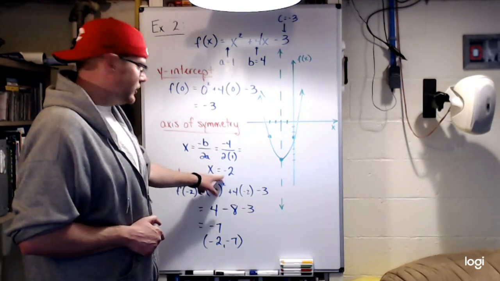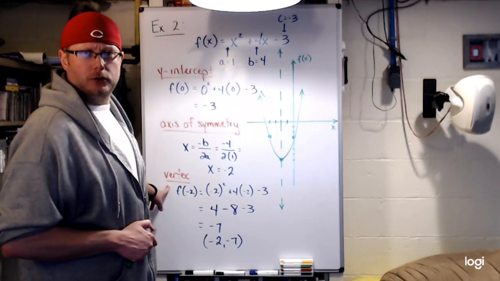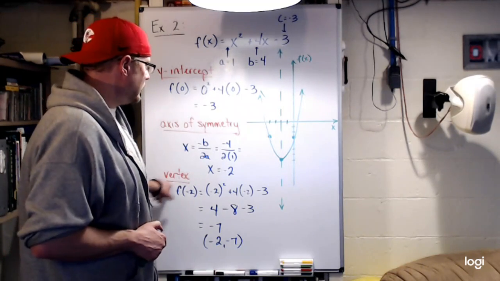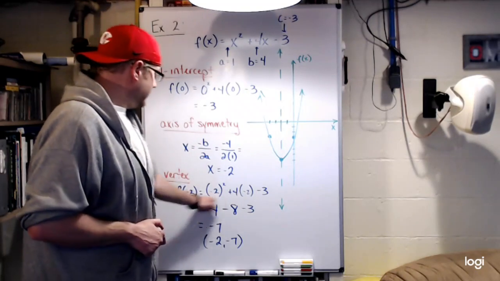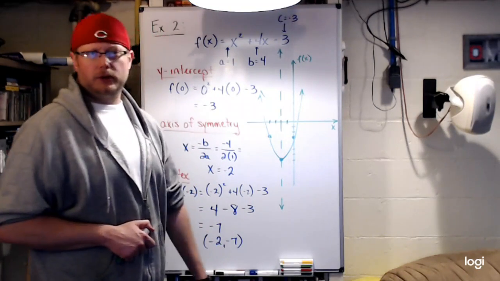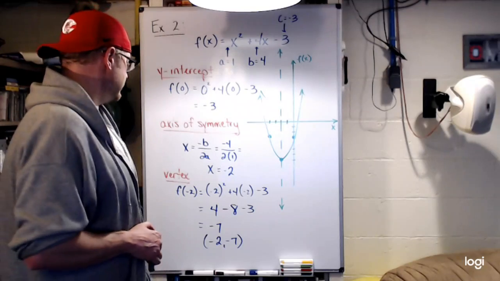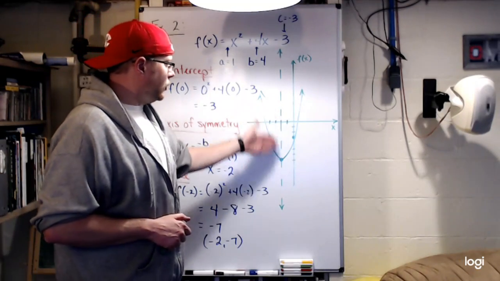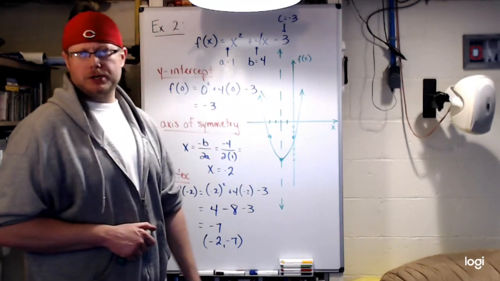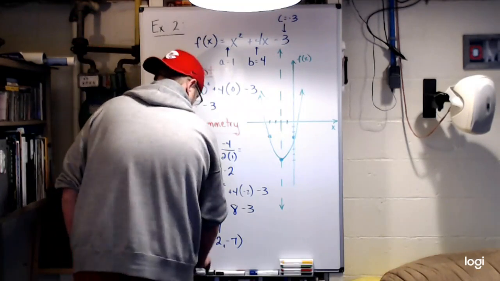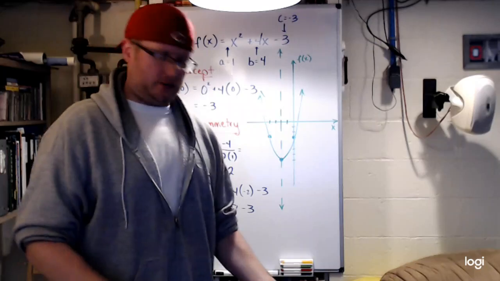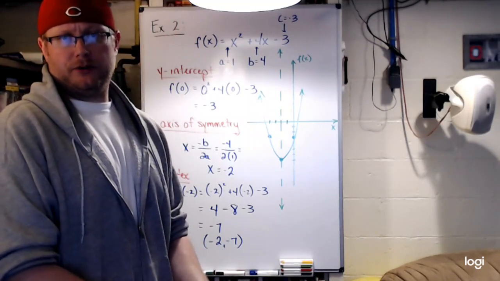Take your axis of symmetry, plug it back into your formula for your vertex, vertex being the highest or lowest point. When I simplify it, I get -7, so (-2, -7) is your vertex. Graph all your points. We know they mirror each other. Draw a curve through it. Okay. All right. So that is axis of symmetry, y-intercept, and your vertex.